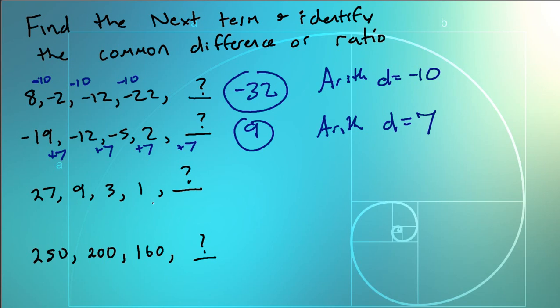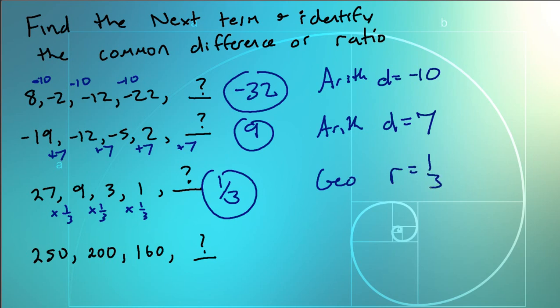The next one, now it looks like divide by 3, but remember, well, times a third. So 1/3. So that means that's geometric with a common ratio of 1/3.